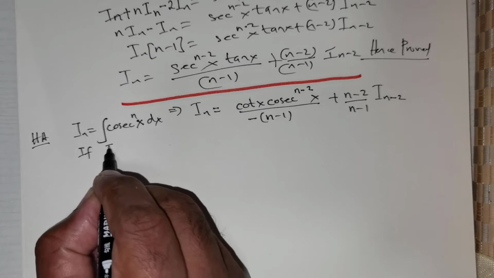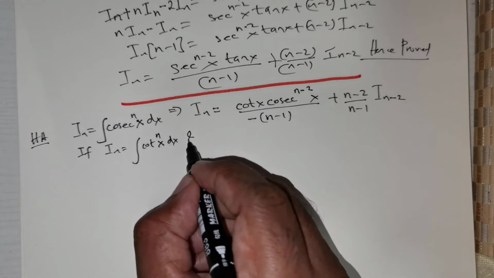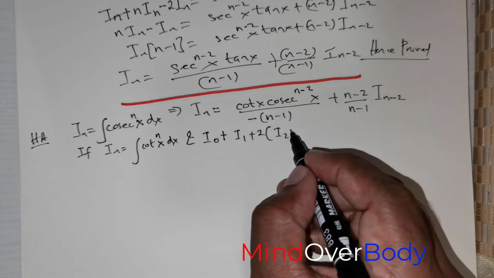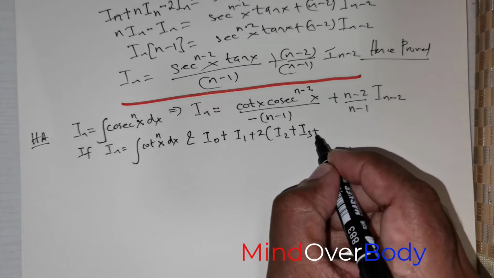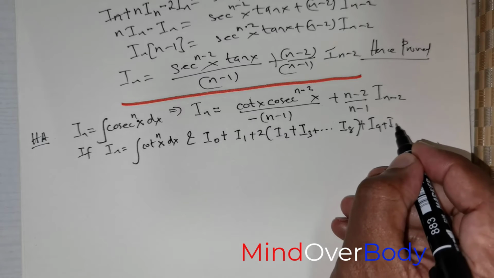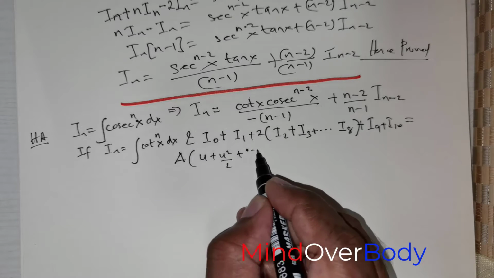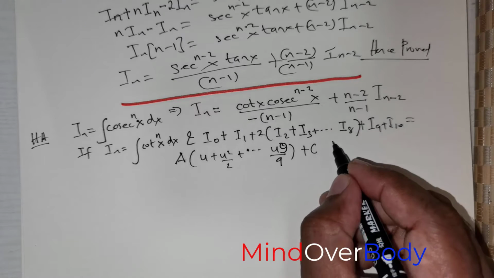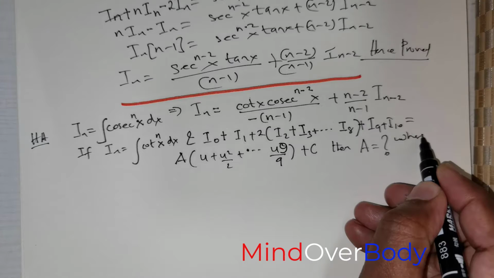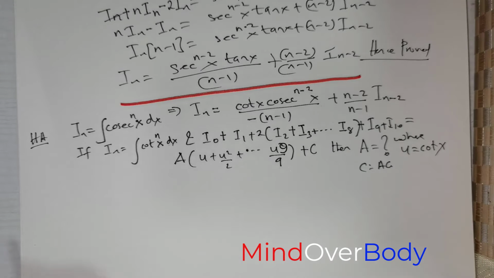The question is, if I_n is equal to the integral of cot^n x dx, and I_0 + I_1 + 2 times (I_2 + I_3 + etc. up to I_8) + I_9 + I_10 is equal to a times (u + u^2/2 + etc. up to) + c, then we are asked to get the value of a. Where u is given to be cot x and c is the arbitrary constant. So this is a beautiful question.